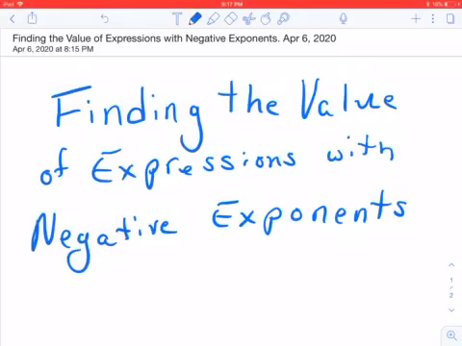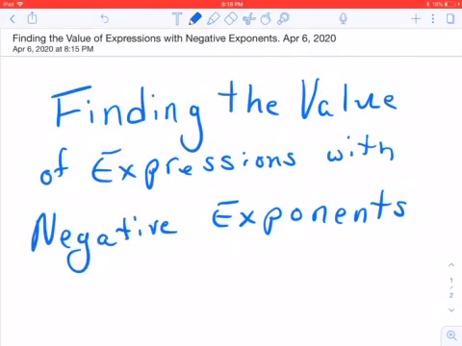Okay, everyone, today we're going to find the value of expressions with negative exponents. Folks who have Mrs. Otsuka, I think you're going to find this really helpful when you do the assignment she has for you in IXL, which is F7. I think this could help you quite a bit. It should at least get you into the 70% range for that.